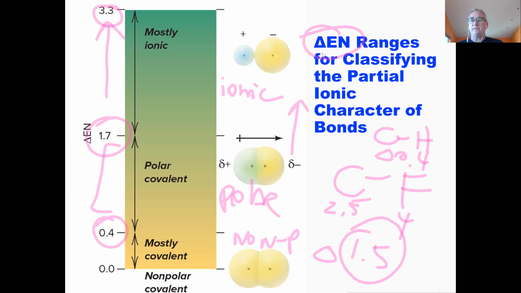Oh, because you're not breaking the chemical bonds between the atoms when you have a covalent bond. When you boil water, you're not breaking the covalent bonds. But when you boil salt, you're breaking that ionic bond. So it takes much more energy to do that.